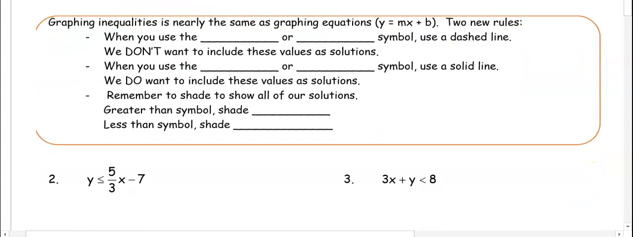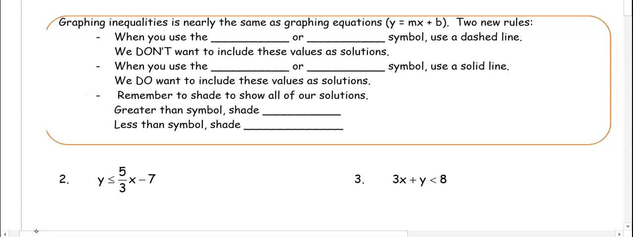Now we've done this before. When we are graphing inequalities, remember that we want the equation in y equals mx plus b, but instead of the equal sign, we are going to have an inequality sign. So there are 4 inequality signs that we could have: less than, greater than, less than or equal to, or greater than or equal to.